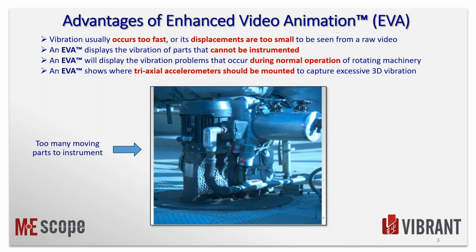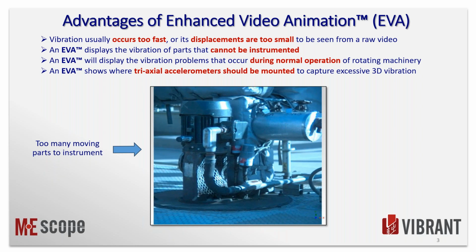So that's the advantage of a cell phone or a GoPro video. It displays parts that cannot be instrumented. We can display vibration problems that occur during normal operation of especially rotating equipment. And we'll talk about orders. A rotating machine is going to have peaks in its spectrum at the running speed of the machine and then multiples of the running speed. We call those orders.